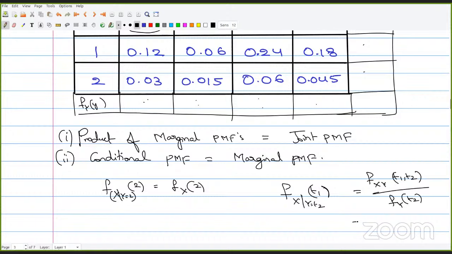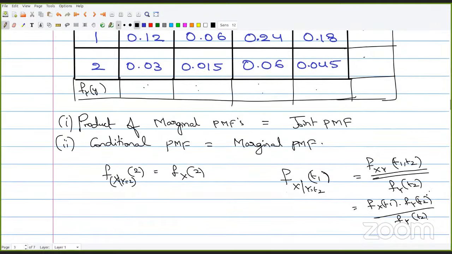Now if x and y are independent, then this joint can be written as the product of marginals, fx of t1 times fy of t2 divided by fy of t2. This will cancel out and you will be left with fx of t1. Now this is nothing but the marginal PMF of x. We started with the conditional PMF and we got the marginal PMF.